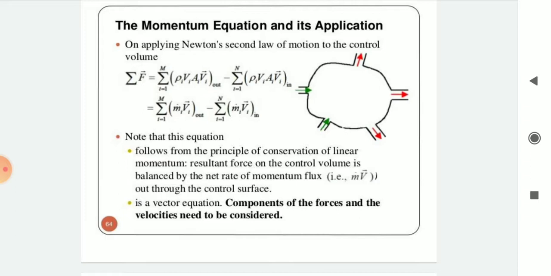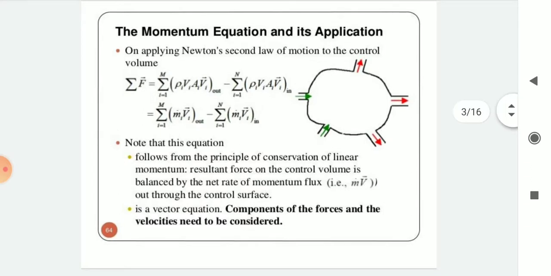Note that this equation follows from the principle of conservation of linear momentum. The resultant force on the control volume is balanced by the net rate of momentum flux, that is mv vector, out through the control surface. It is a vector equation. Components of the forces and the velocities need to be considered.